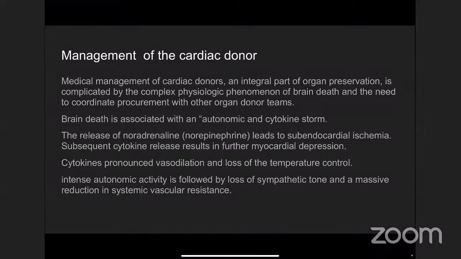Brain death is associated with an autonomic and cytokine storm. The release of noradrenaline leads to subendocardial ischemia. Subsequent cytokine release results in further myocardial depression, vasodilatation, and loss of temperature control. Intense autonomic activity is followed by loss of sympathetic tone and a massive reduction in systemic vascular resistance.